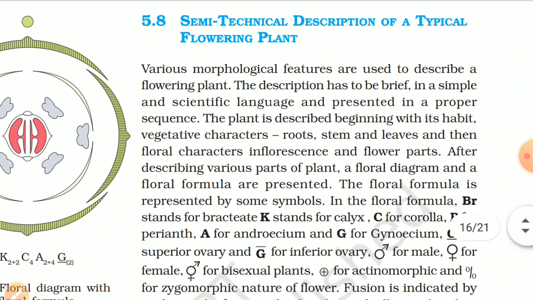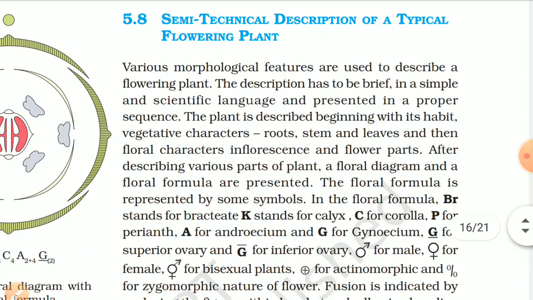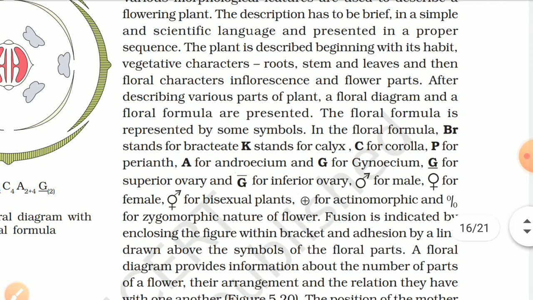5.8 Semi-technical description of a typical flowering plant. Various morphological features are used to describe a flowering plant. The description has to be brief, in a simple and scientific manner and presented in proper sequence. The plant is described beginning with its habitat, vegetative characters, root, stems, and leaves, and then floral characters, inflorescence, and the flower parts. After describing various parts of the flower, a floral diagram and a floral formula are presented.